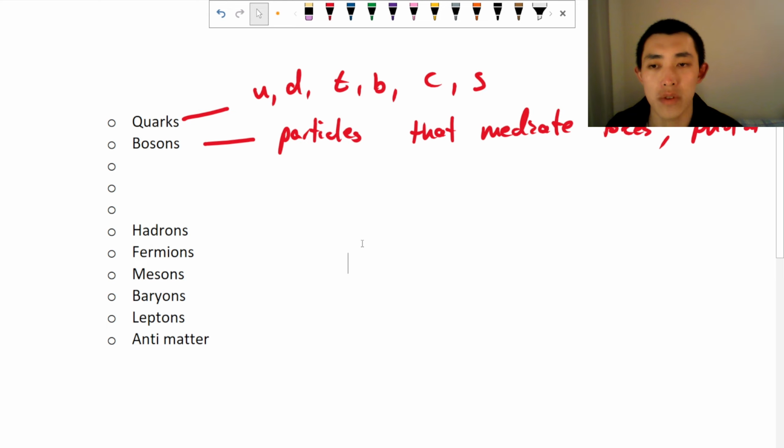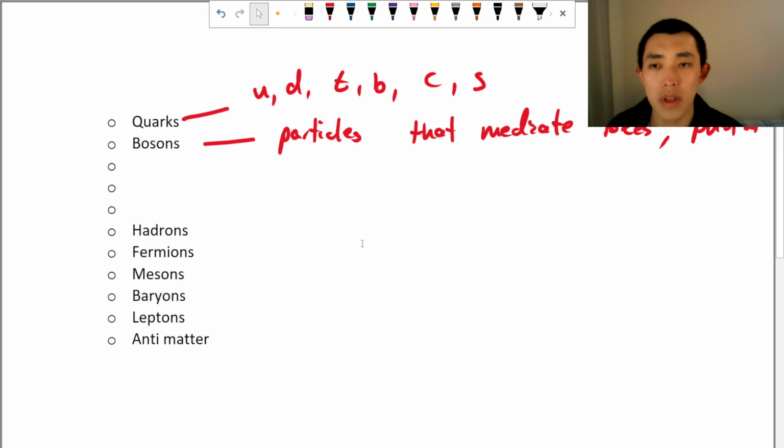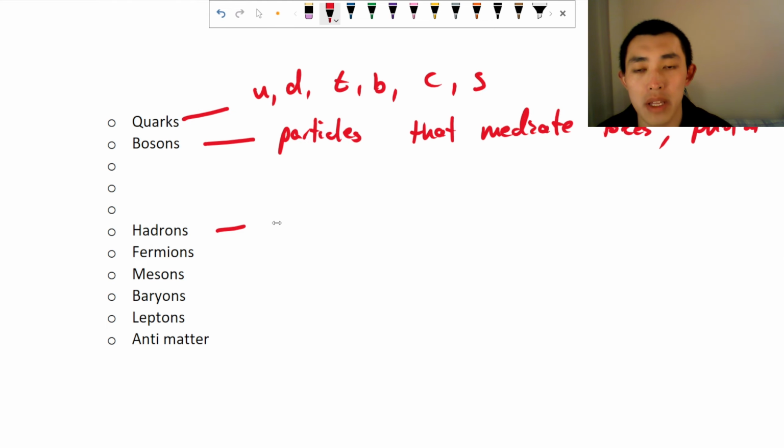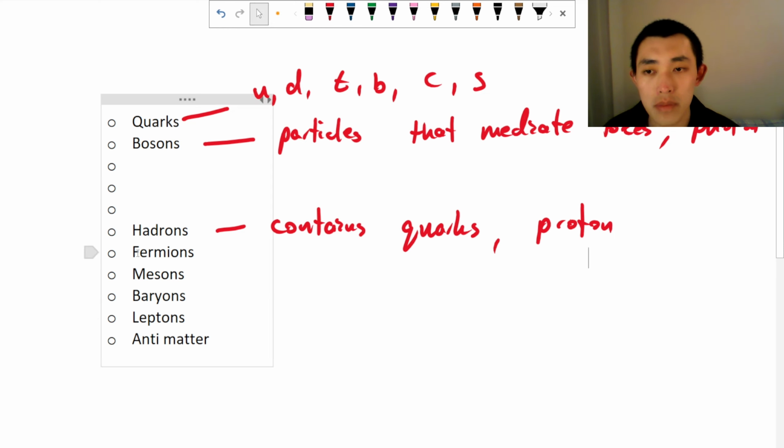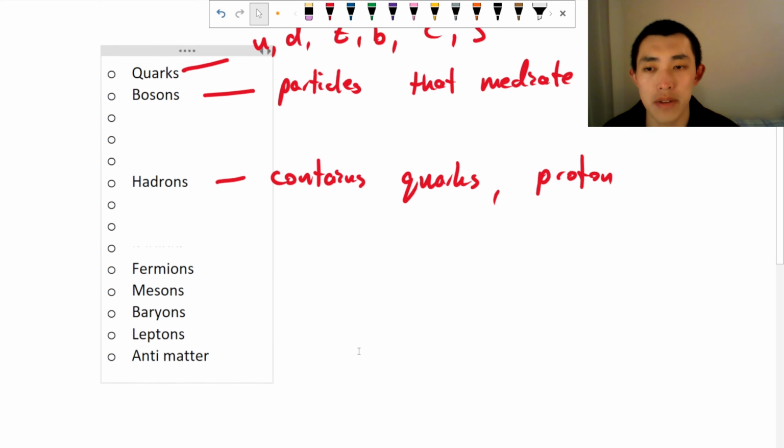Hadrons. What's a hadron? So a hadron is something that contains quarks. So for example, a proton is a hadron because a proton contains two up quarks and a down quark. And I'll show you a nice diagram in the end.